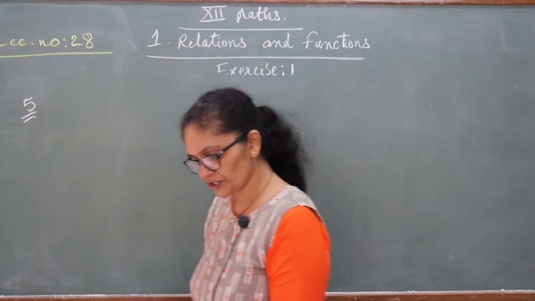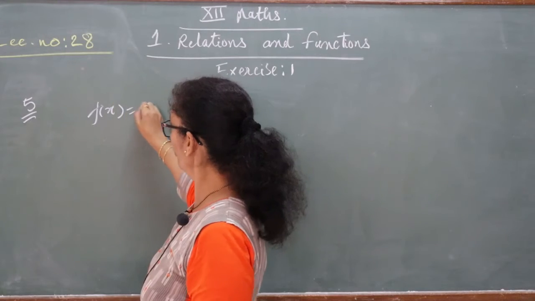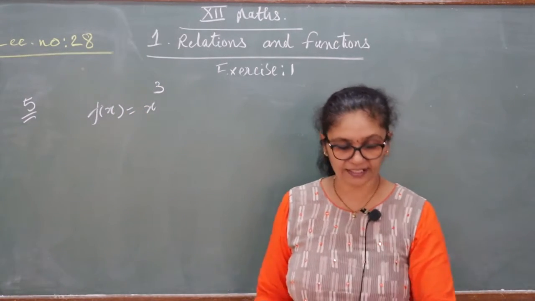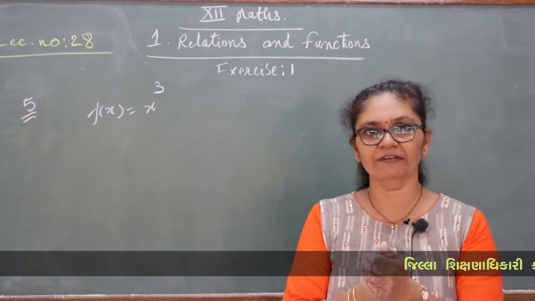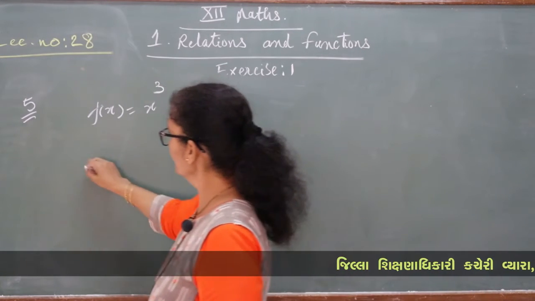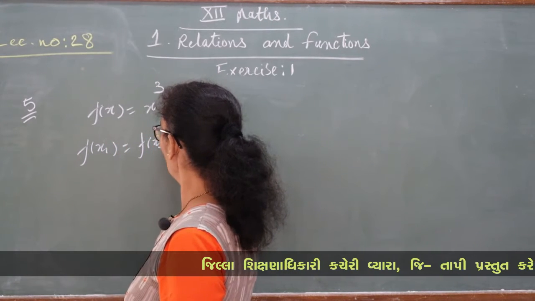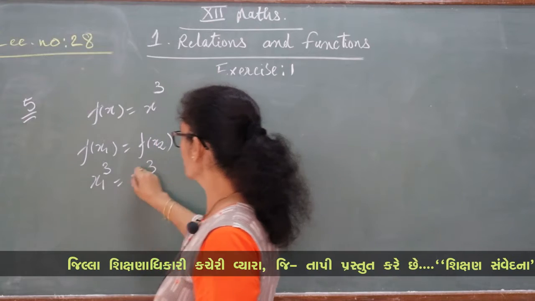The function from R to R, f(x) equal to x cube, is given on real numbers and is injective. Injective means what you have to show? One-one, only one-one. So let's start with f of x1 equal to f of x2. So x1 cube equal to x2 cube.